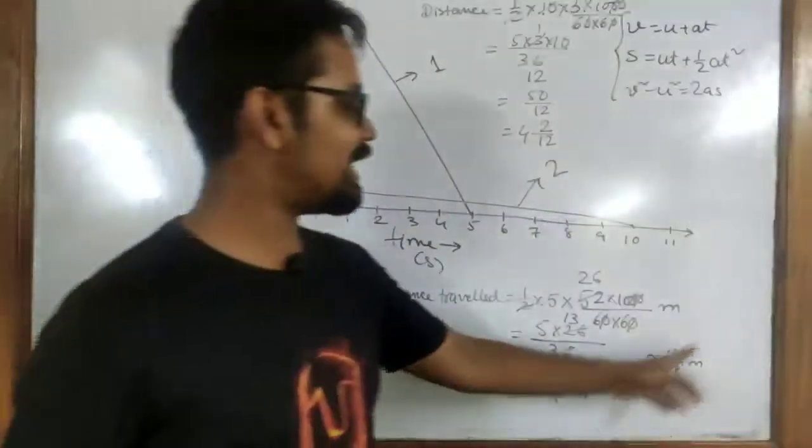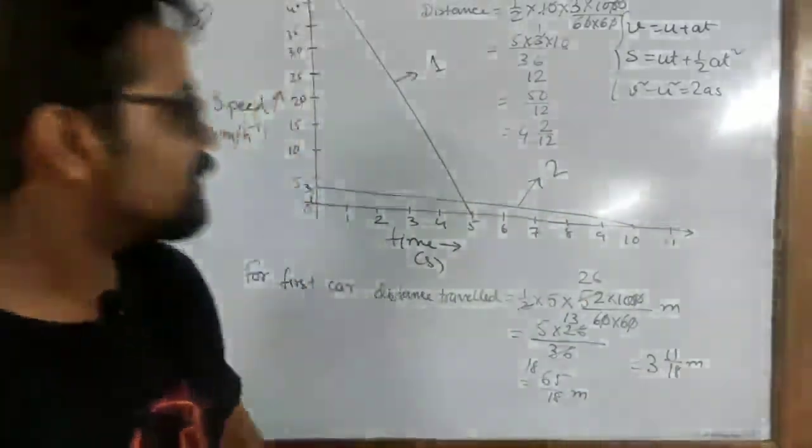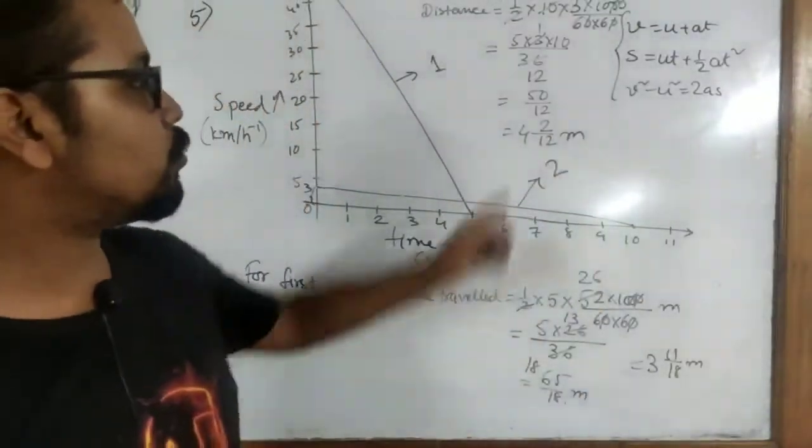So this one is 3 and 11 by 18 meter. This one is 4 and 2 by 12 meter. That means the second car travels more distance. It is 4 and 2 by 12.